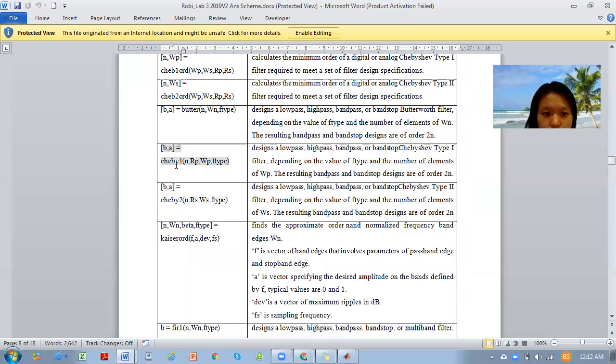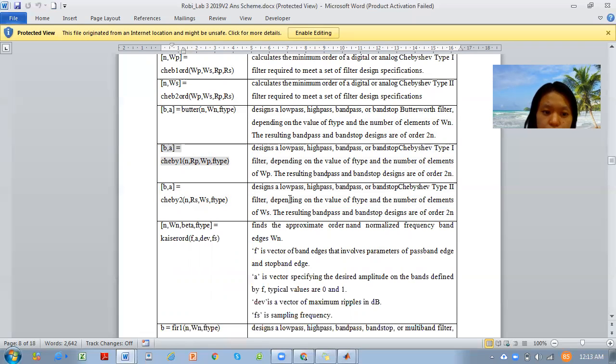Okay, for Chebyshev type-1, we also have B and A as our transfer function. B is the numerator, and N is our Chebyshev filter order, along with the ripple for the passband and the frequency for the passband. This one is our frequency type. You can set it to low pass, high pass, band pass, or band stop.